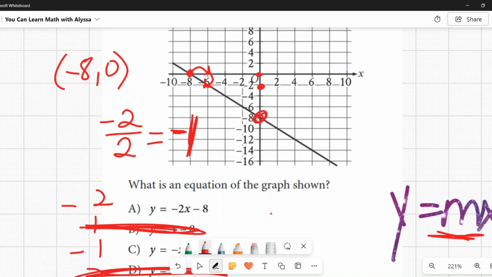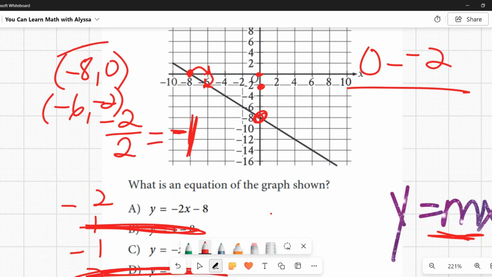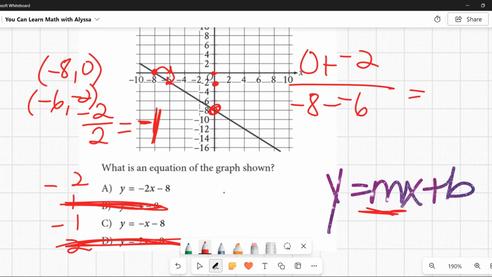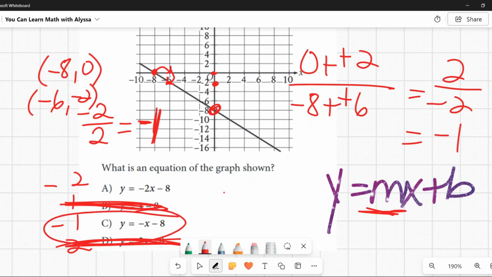You can also just put those points in instead of counting it on the graph. Change in y over change in x. So it went from -8, 0 to -6, -2. So change in y would be 0 minus a -2. And you can start with either one. Just make sure you start with the same pair and then go to the other pair. So I'm starting with this top pair and then subtracting the bottom pair. So 0 minus a -2 on the top, and then -8 minus a -6 on the bottom. 0 minus a -2, or plus a positive, would be 2 on top, and -8 minus a negative, or plus a positive, is -2 on the bottom. Again, I get the same thing, -1. So C with that slope of -1 is my answer.